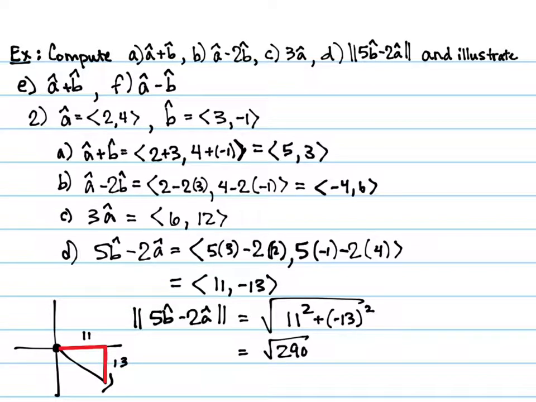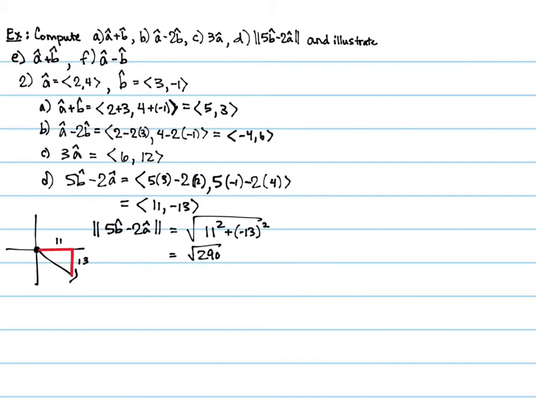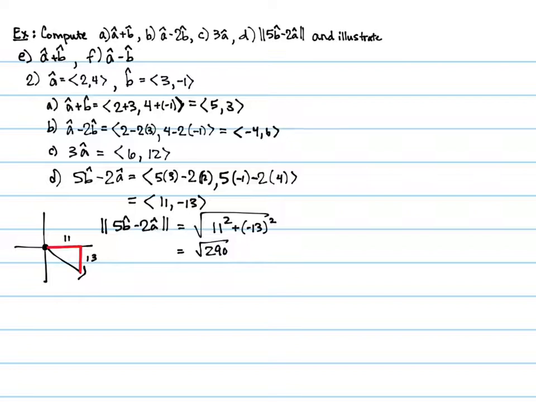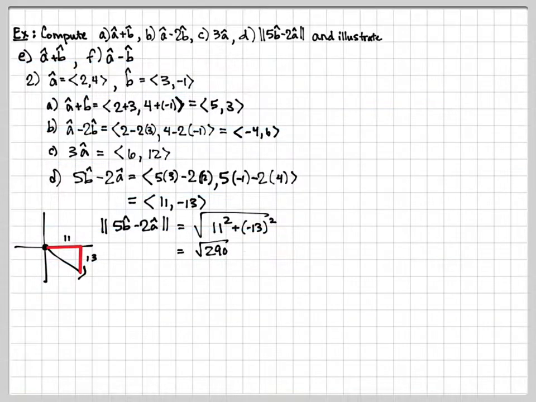Okay, so we still need to do our illustrate ones. I'm going to use the same screen that I'm on and just shrink some stuff. And then I'm going to change it into a grid mode for us to look at it. Okay, so E is to illustrate A plus B.